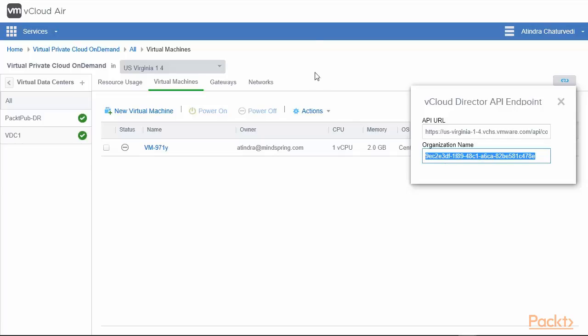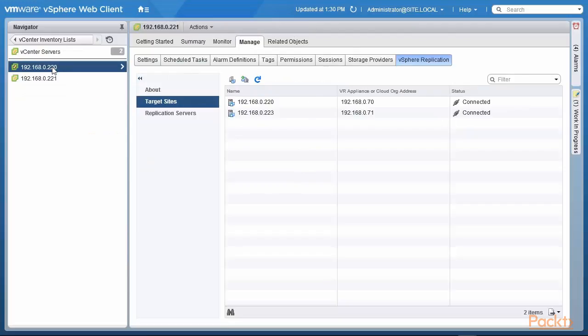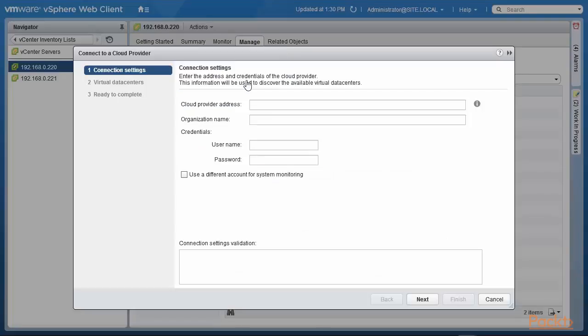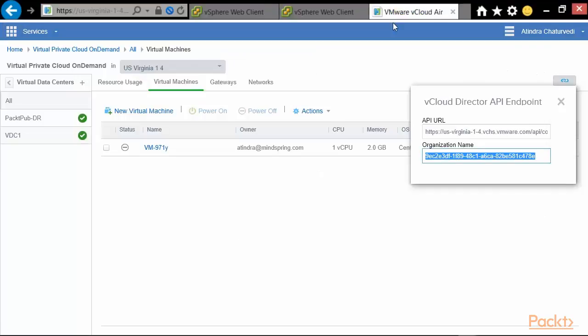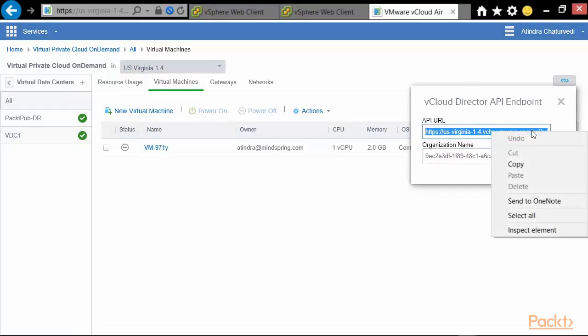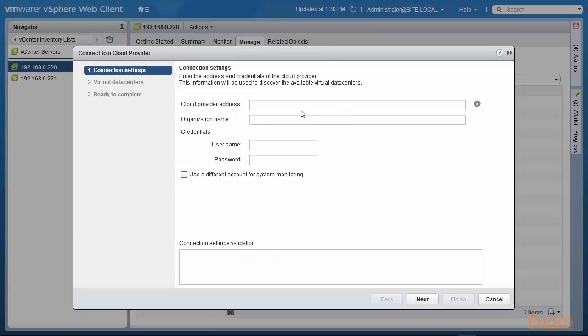So just keeping that in mind, we'll go to our 220 vCenter server, because that is our headquarters server, and more than likely we are going to replicate from there. The target sites have already been set up to the branches, and now we click on this icon, which connects us to a cloud provider to configure replications. When I click on that, I need a cloud provider address, and it would look something like this. So I do a copy and I do a control V.